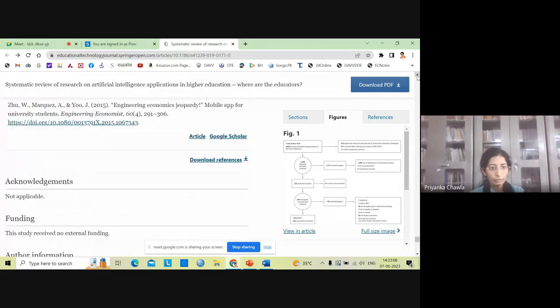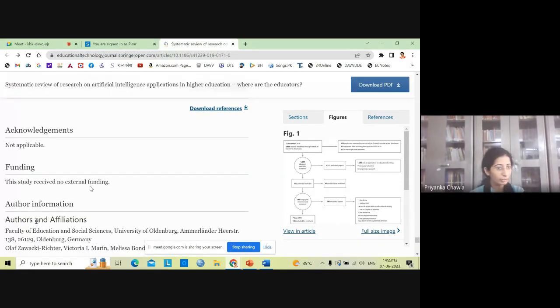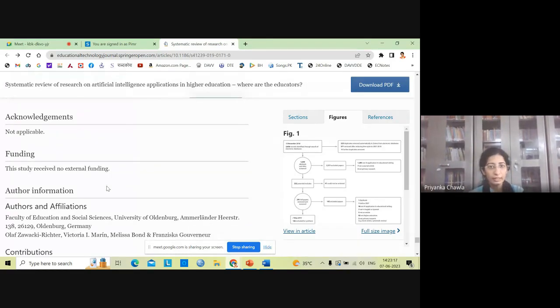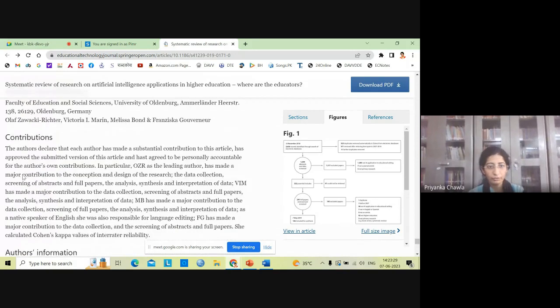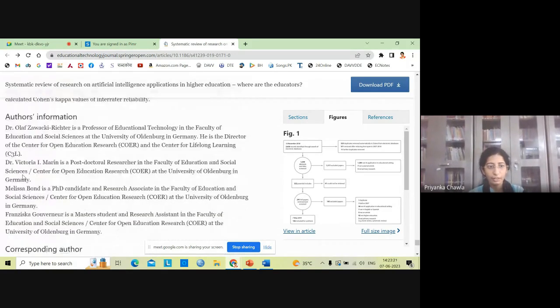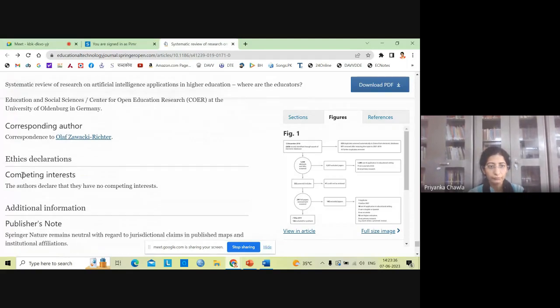They ask for funding. Is there any funding? If there is no funding, then you have to mention this study received no external funding. There is no funding from outside or DST. Apart from this, they ask for author information. I told you, in this way you have to give your information. What is the contribution? You should give your contribution over here. Information about the corresponding author.